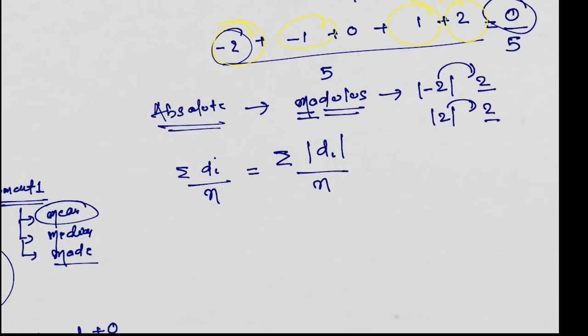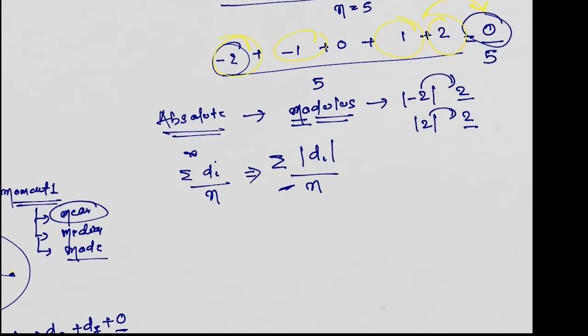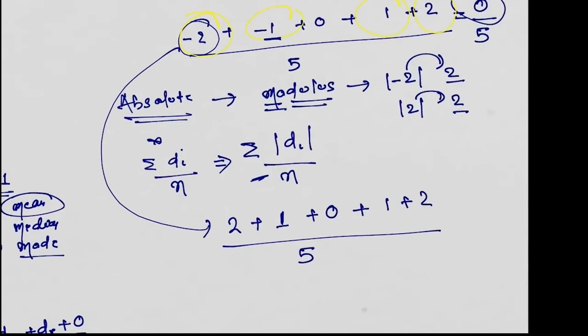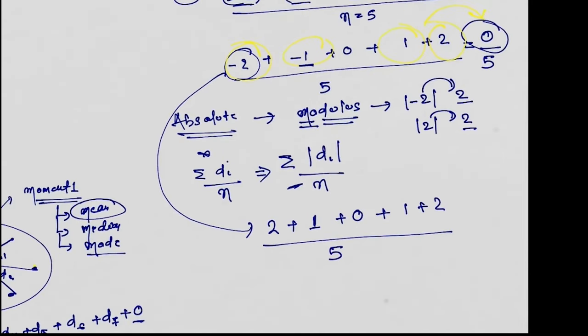So we will not use the average dispersion from the center as the method. We will not use this formula. We will use this formula. Okay, now do the calculation. If you do the calculation, the negative 2 will be positive, negative 1 will be positive, 0 will be 0, 1 and 2, divided by 5. So the value will come to 6 upon 5. That is 1.2.